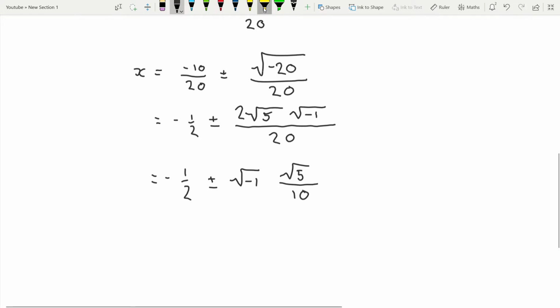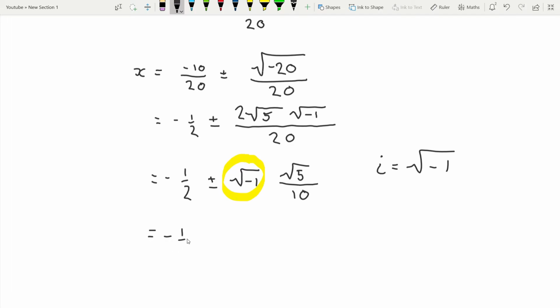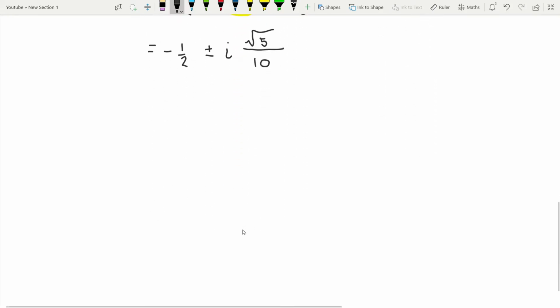We're left with square root minus 1, which doesn't seem to work, as you can't square root a negative number. So we call this term the imaginary number i. Now we rewrite the answer using i instead of square root minus 1, and we get minus a half plus or minus i root 5 over 10. So we've solved an equation with no real roots, and the answer we've got is called the imaginary roots. So i equals root minus 1.